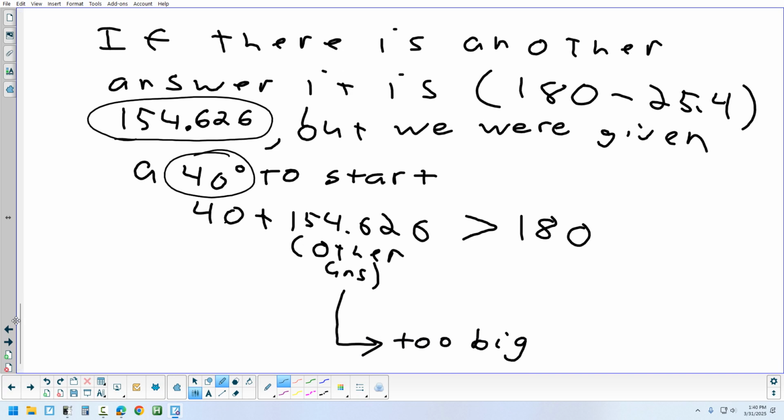We are going to do one tomorrow where the other answer works. But for today, the second answer will not work. In any problem you do for homework, it's always going to have one answer.